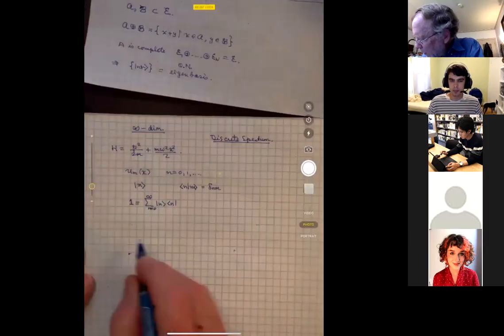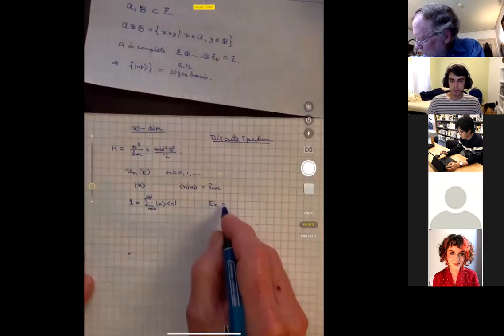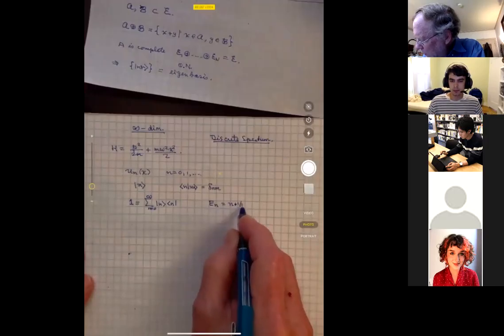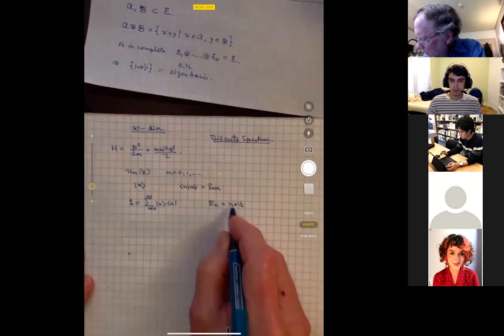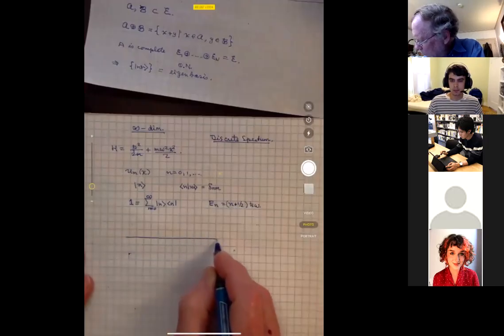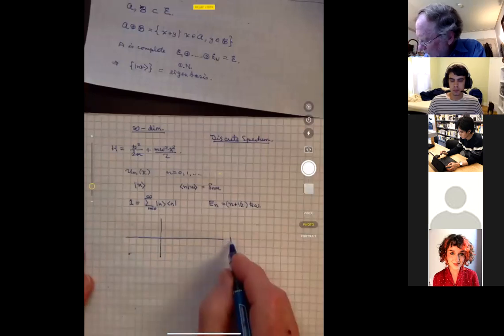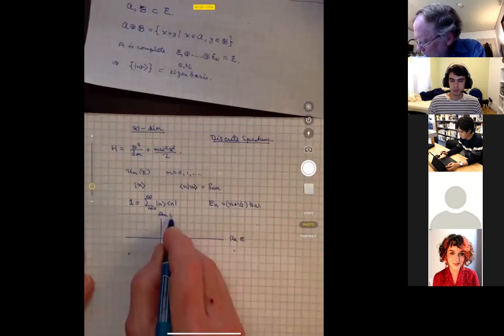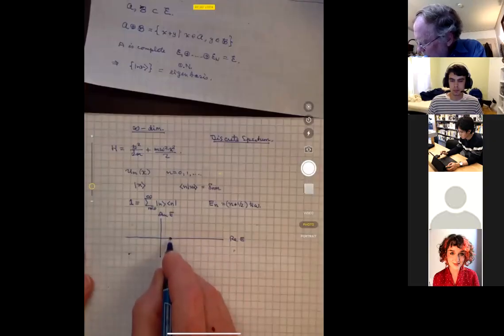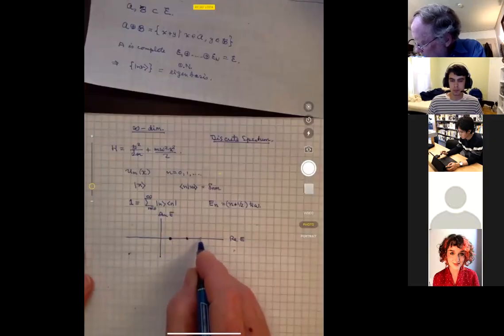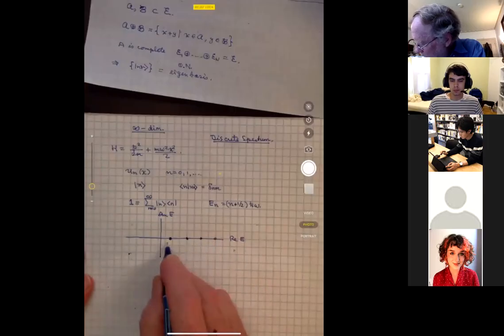For the case of the harmonic oscillator, of course, the energy eigenvalues are n plus a half, as you know, times h bar omega. That means if we look at the spectrum of the harmonic oscillator, you need to look at this in the complex energy plane, with real energy and imaginary energy. There's an eigenvalue at 1/2, another one at 3/2, another one at 5/2, 7/2, and so on. And all of this is the spectrum.